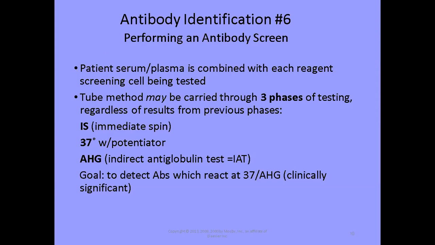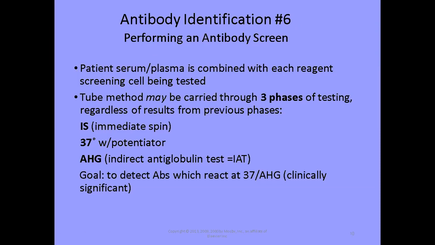So if I had a screening cell 1 and a screening cell 2 that I was going to test my patient with, I would need 2 tubes for tube testing, one labeled screening cell 1 with the patient's ID, the second one patient ID with screening cell 2, and to each of those tubes I'm going to add 2 drops, just like reverse typing, 2 drops of my patient's serum or plasma into each tube. Then I'm going to add 1 drop of the corresponding screening cell. So 1 drop of screening cell 1 into that tube, 1 drop of screening cell 2 into that one.